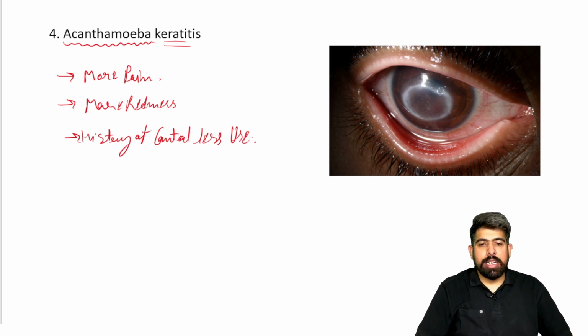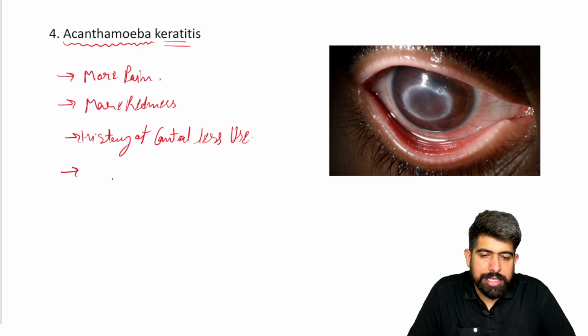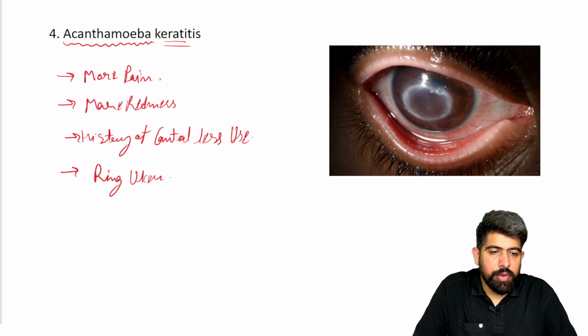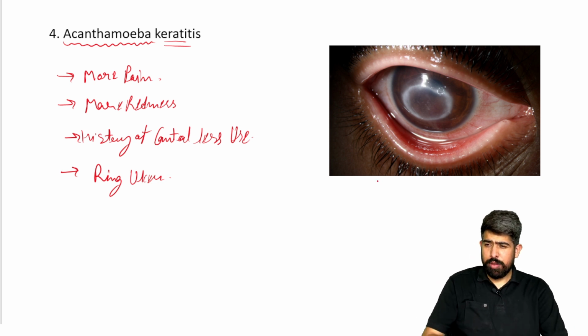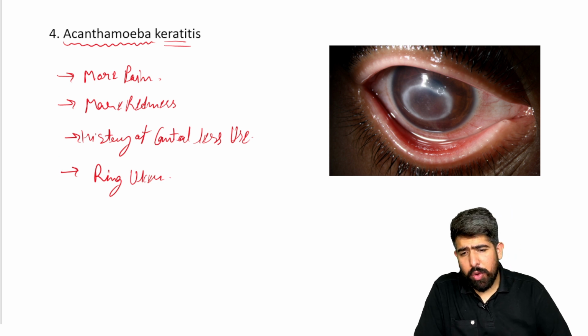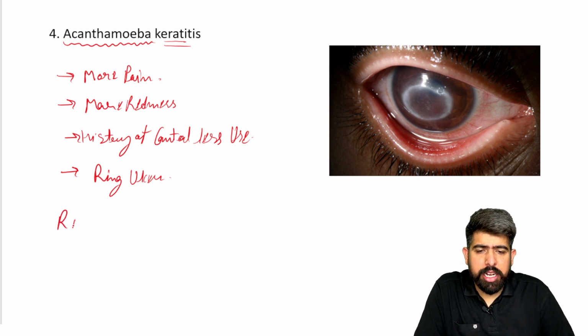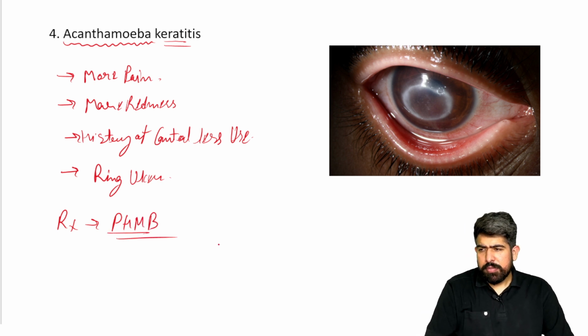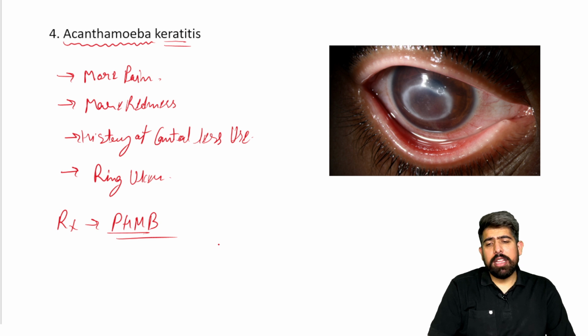Specifically, if you want to ask, there will be a type of ring ulcer. You can see a kind of ring in the eye, above the cornea. So this is specifically the ring. In the treatment part, we have to give PHMB. So this should be the drug in acanthamoeba keratitis. Quite easy, right?